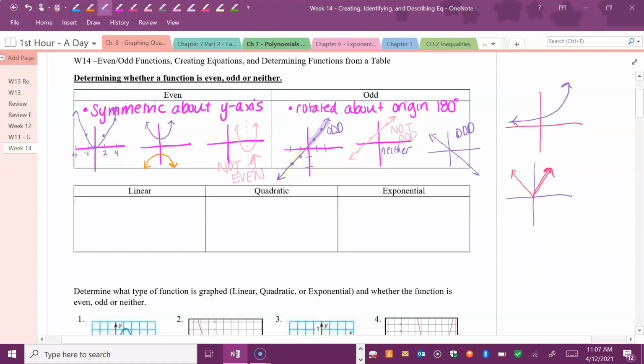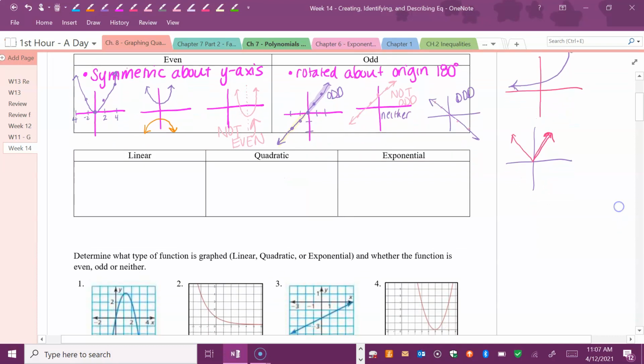Okay, so when you're looking at the graph, you're basically asking yourself two questions. Even: it has to be symmetric about the y-axis. So look at the y-axis, fold it over. If it is, you're good, it's even. If it's rotated about the origin, which would not be any exponential or quadratics at all, it would have to be linear, then you'd have to be able to rotate it around the origin on top of the other one.